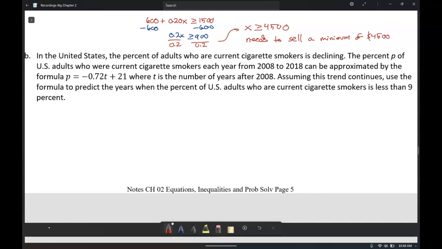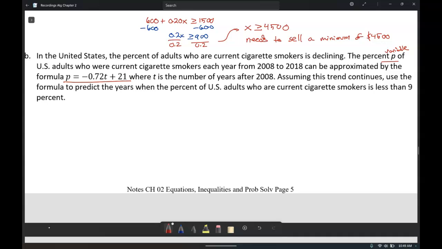Let's go ahead and look at another inequality. In the United States, the percent of adults who are currently smoking cigarettes is declining. The percent P of U.S. adults, there's our variable right there, who are currently cigarette smokers each year from 2008 to 2018 can be approximated by the formula given, where T is the number of years after 2008. Assuming this trend continues, use the formula to predict the years when the percent of U.S. adults who are current cigarette smokers is less than 9%.